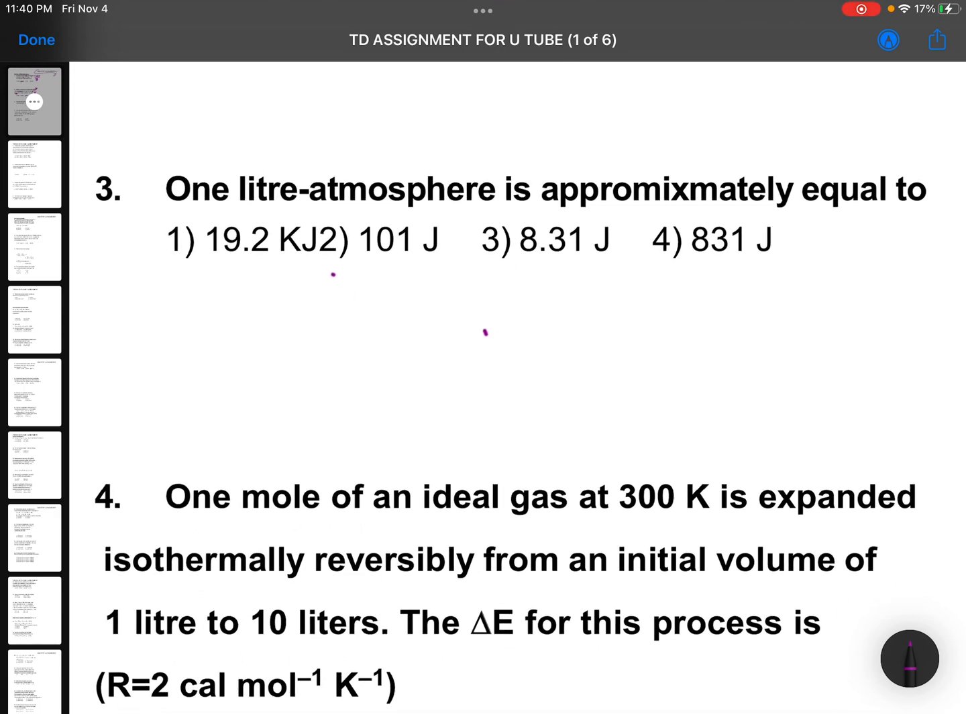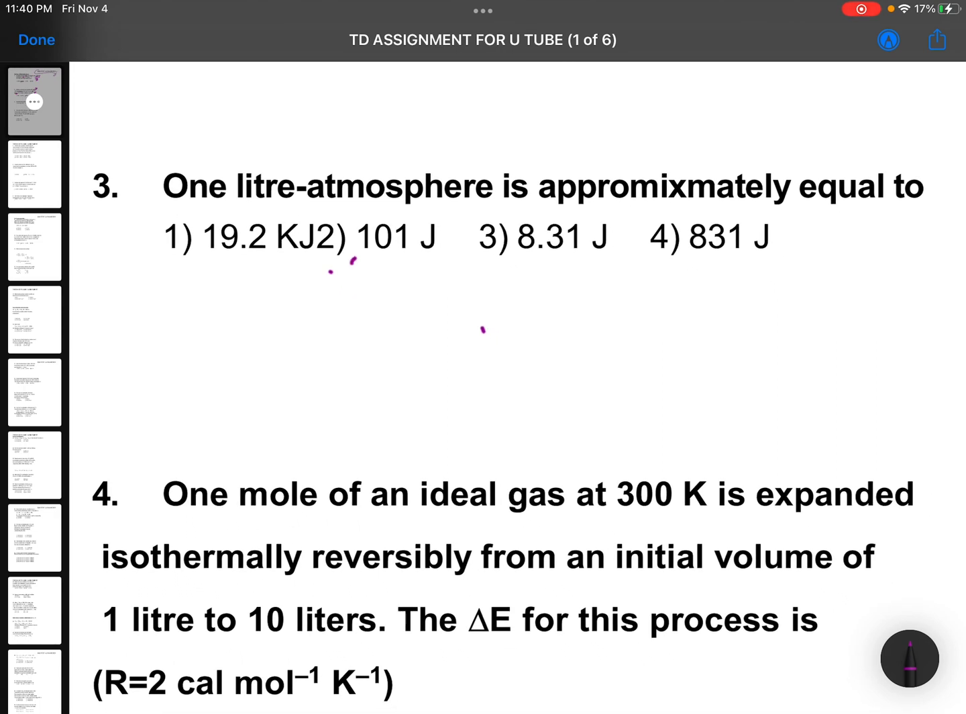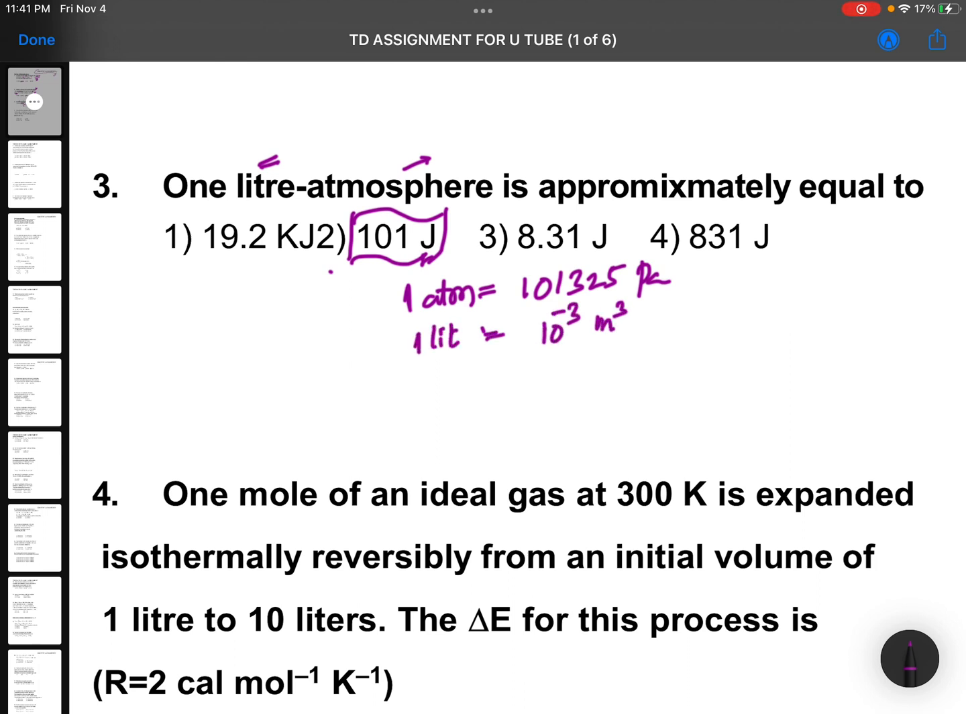1 liter atmosphere is approximately equal to 101 joules. Simple concept. You convert your liter atmospheres into joules, because 1 atm is equal to how many pascals? 1,01,325 pascals. 1 liter is equal to how many decimeter cubes? 1 atm is equal to 101,325 pascals. 1 liter is equal to 10 to the power of minus 3 meter cube.